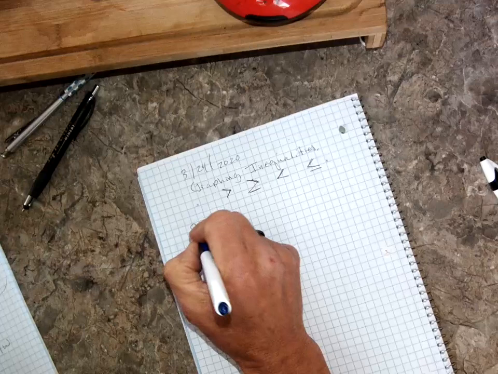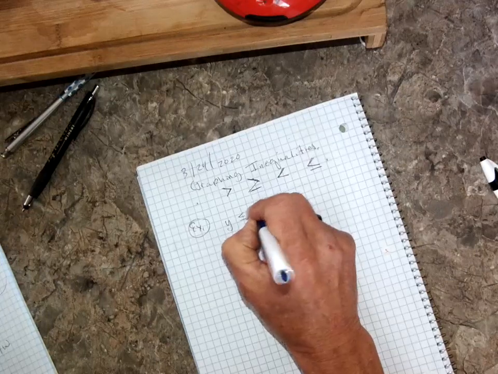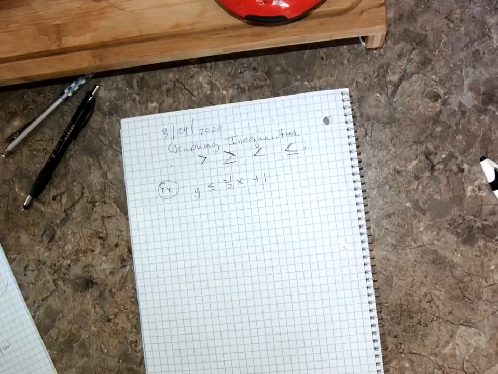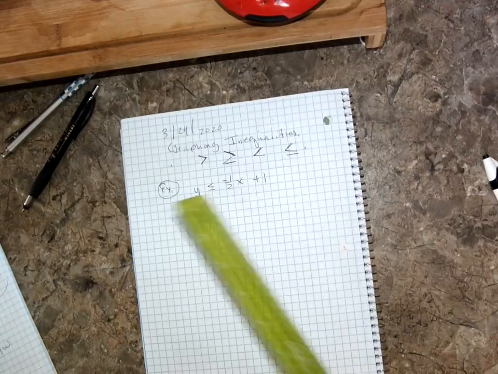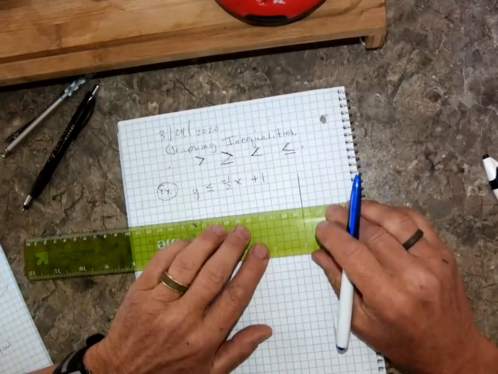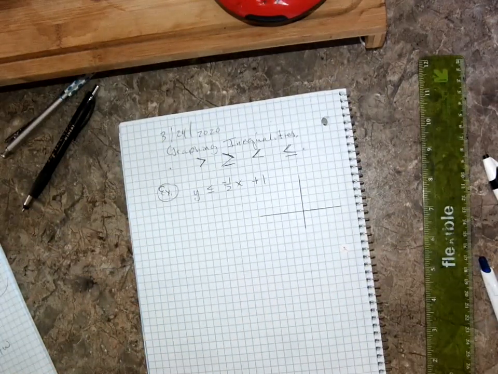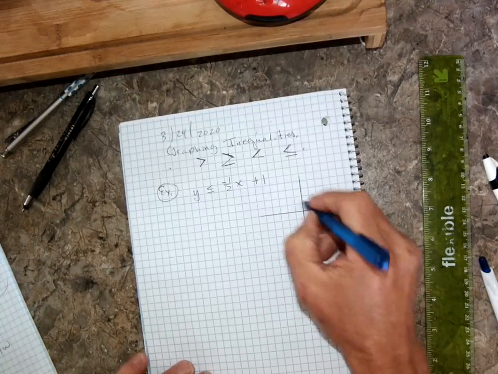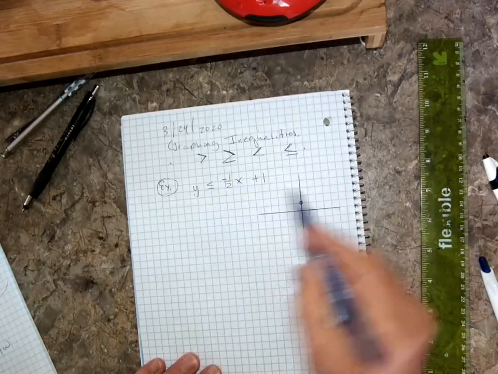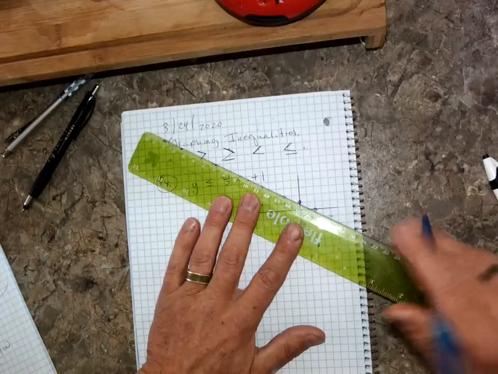Example 1: y is less than or equal to -1/2 x plus 1. What I want to do first is just graph the line. I'm going to get out my ruler and graph this line. Put my y-axis and x-axis down. I'm going to start at 1, because it's my y-intercept, and go a slope of down 1 over 2, down 1 over 2, and so forth, and graph my line.